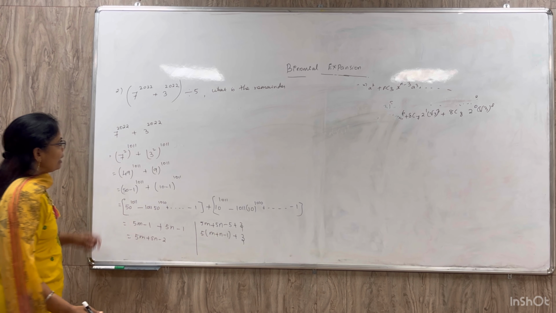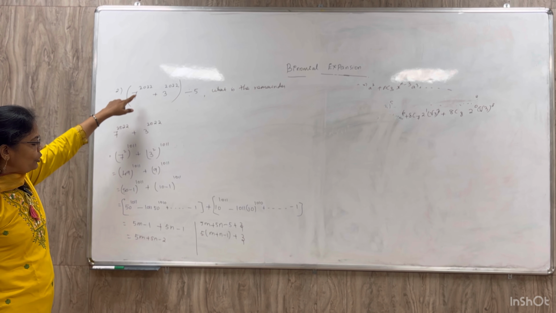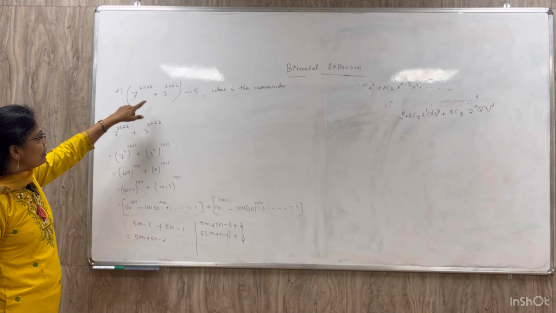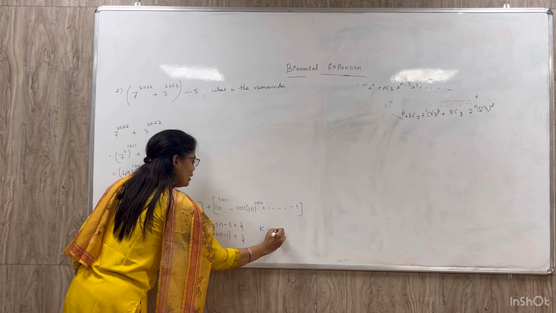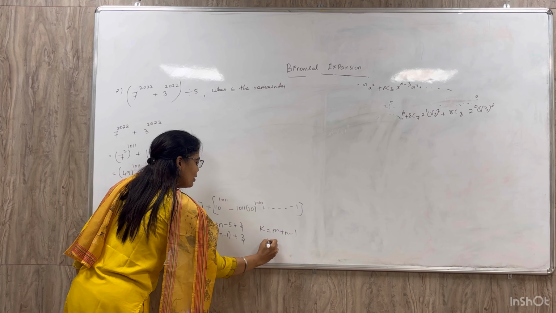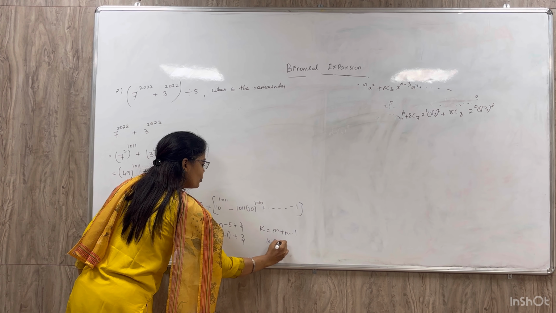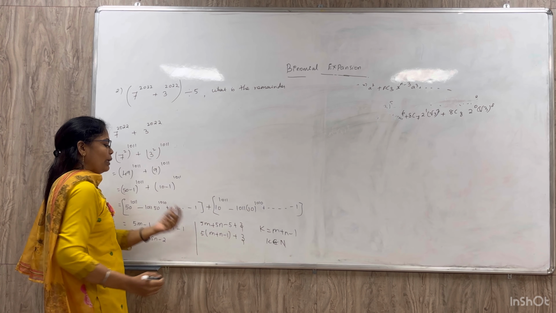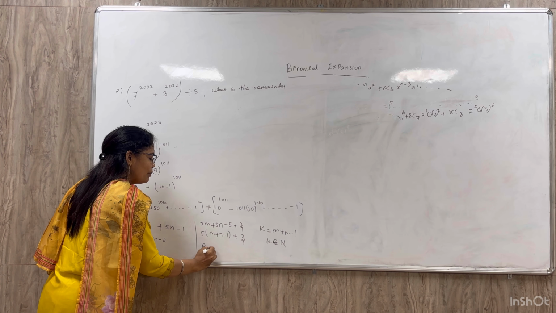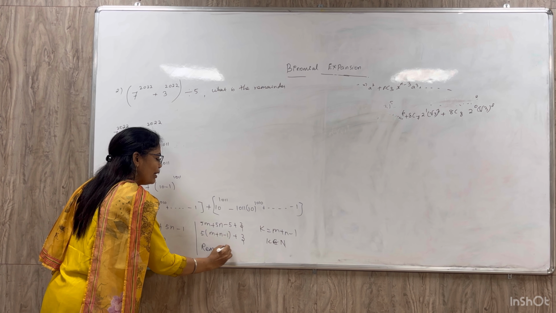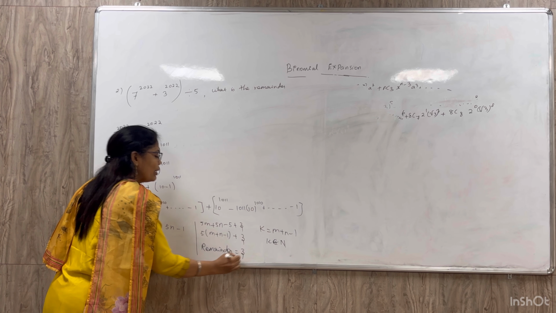Now what they are asking: 7 to the power 2022 plus 3 power 2022 divided by 5, what is the remainder? Now this entire term is 5 into something, so let k equal m plus n minus 1, where k belongs to N. Now this is a multiple of 5 plus 3. So what is the remainder? That means the remainder is 3. When the number is divided by 5, the remainder will be 3.